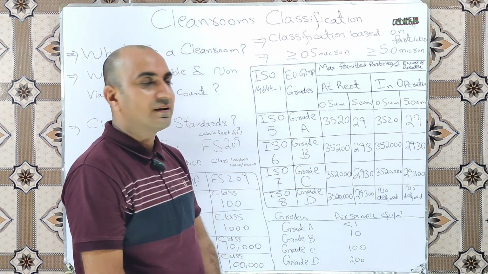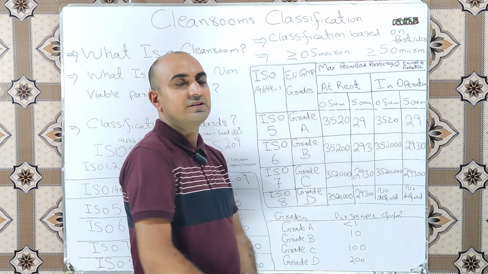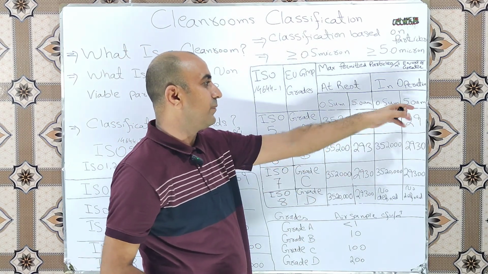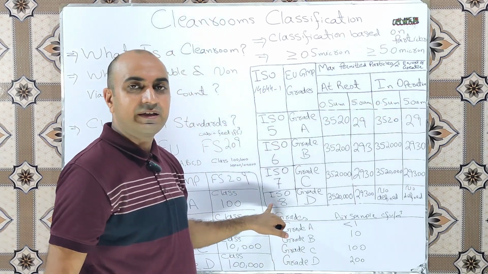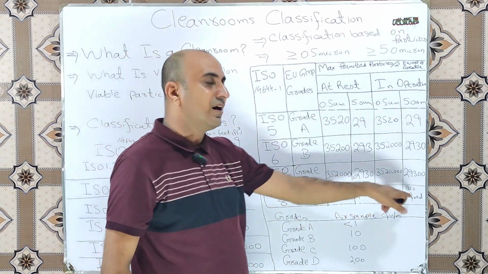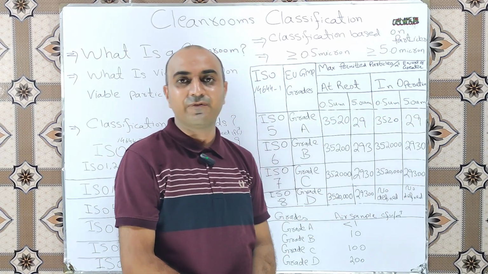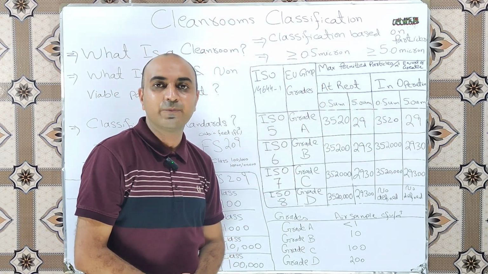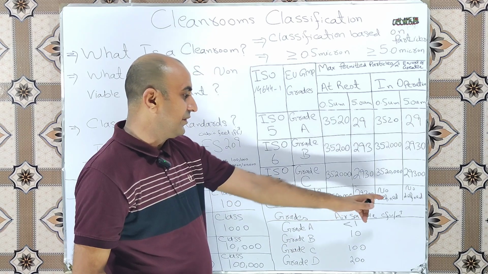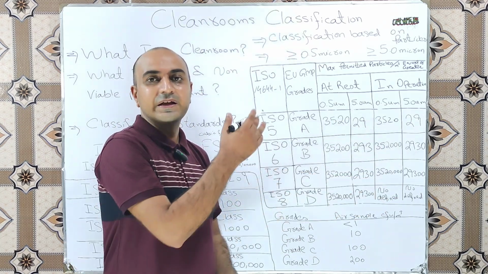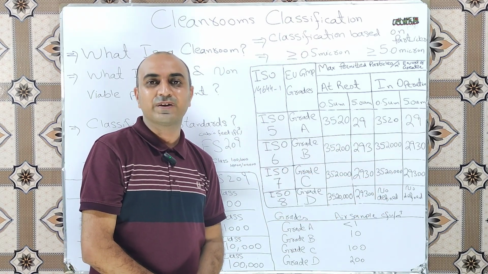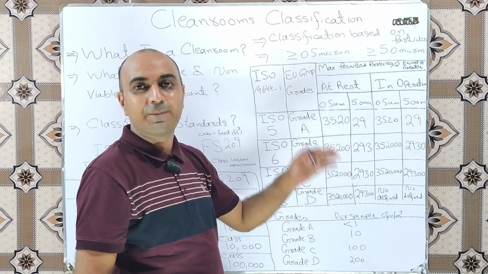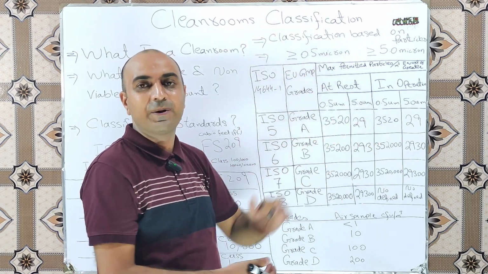For particles of size equal to or greater than 0.5 micron and 5 micron in operation, for ISO 8 and grade D, the limits are not defined. This means that when work is carried out in ISO class 8, particles are unlimited and cannot be counted, so it is not defined. It was all about the clean room classification depending upon the particle size of the non-viable particle count.